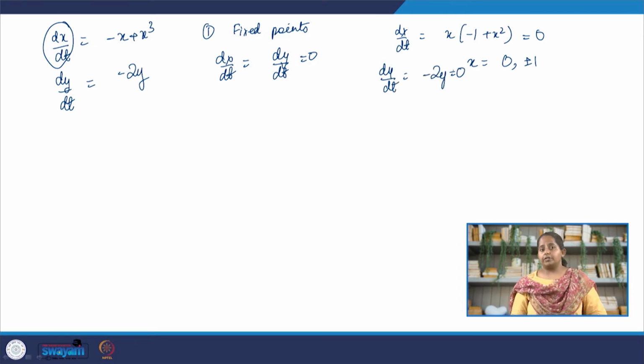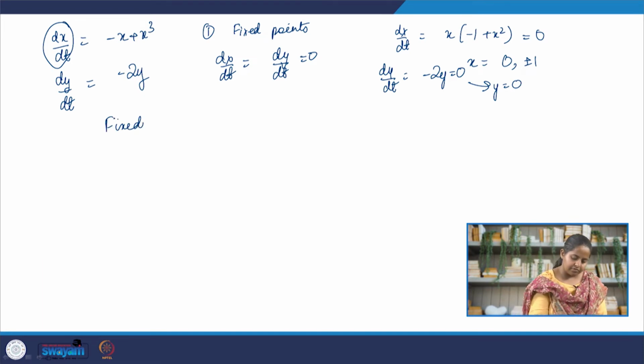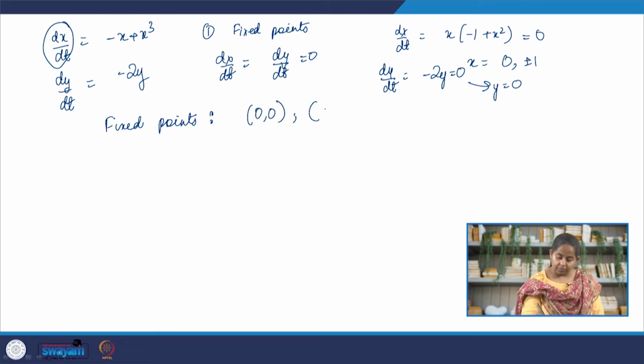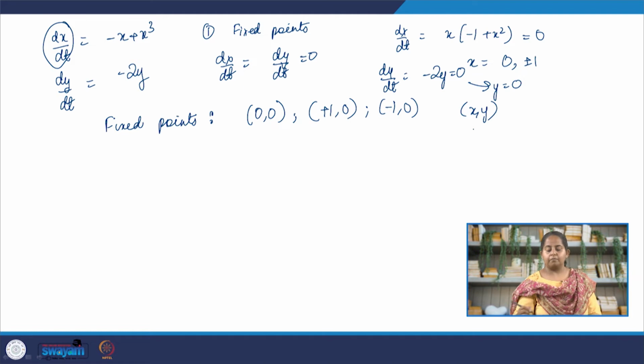The only situation when dy by dt will be equal to 0 is when y is equal to 0. So now we have 3 different combinations. Our fixed points are, writing x first and then y: (0, 0), (+1, 0), (-1, 0). Remember the format here is x, y. Okay, so we have found the fixed points.